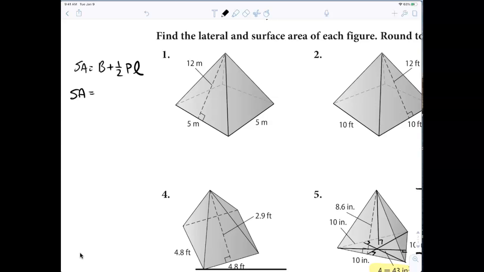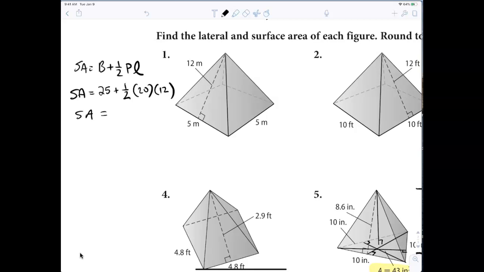Connor, what is the area of the base for number 1? Yes, it's 25. Plus 1/2. What is the perimeter of the base, everybody? 20. And then what's the slant height? 12. Everybody writes that down. Then underneath it, surface area. Take out your handy dandy calculator and tell me the correct answer.